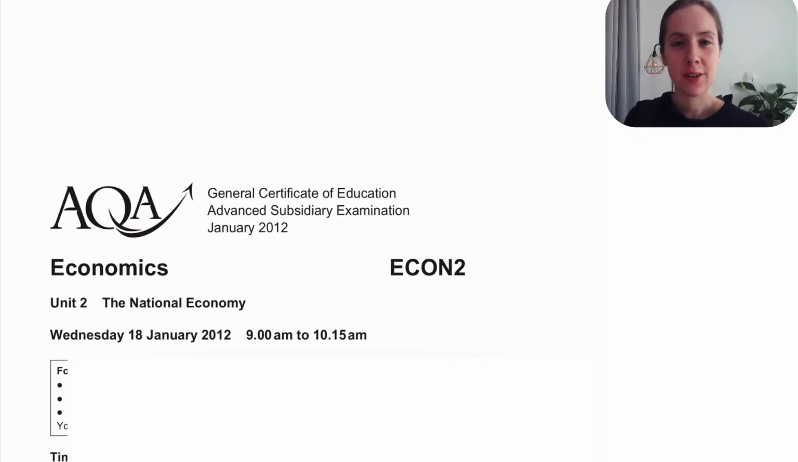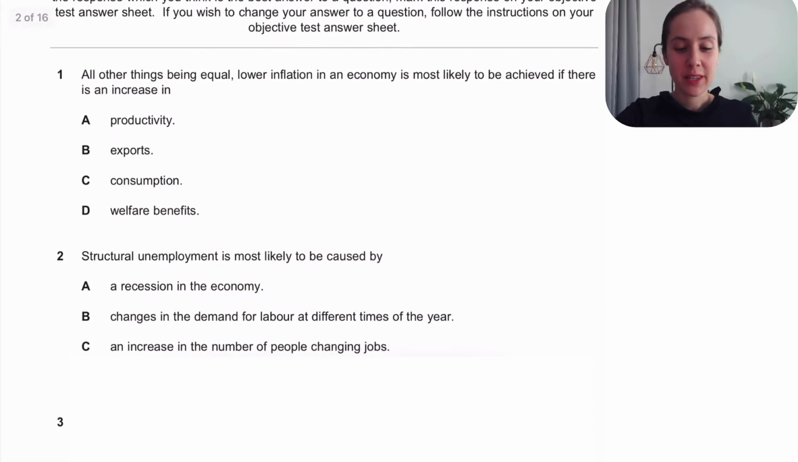Right, let's have a go and look at a Year 12 style AQA Macroeconomics Multiple Choice question paper. Lots of fun, lots of fun. Let's do it. Question 1.